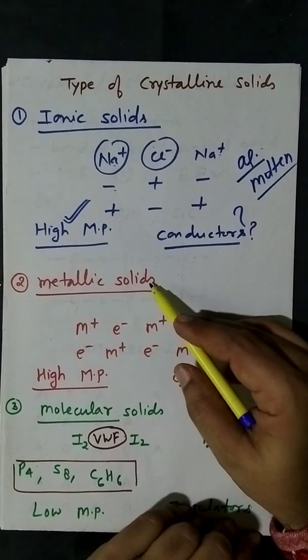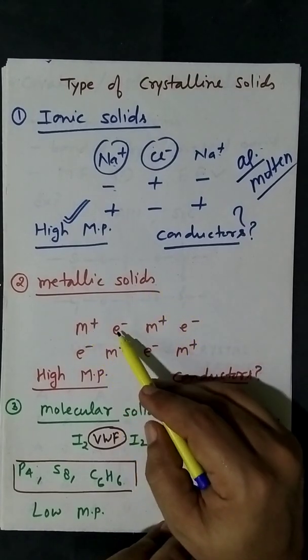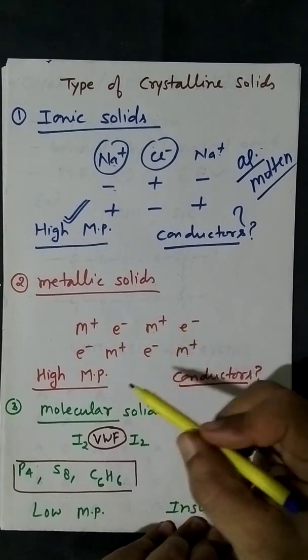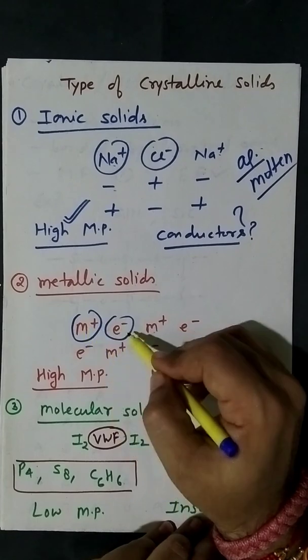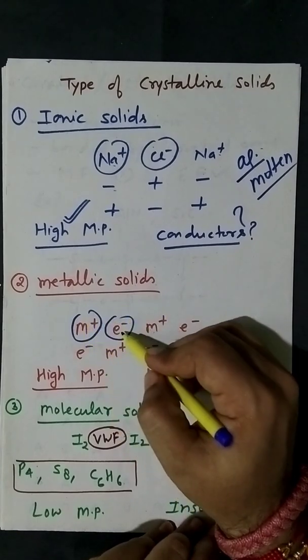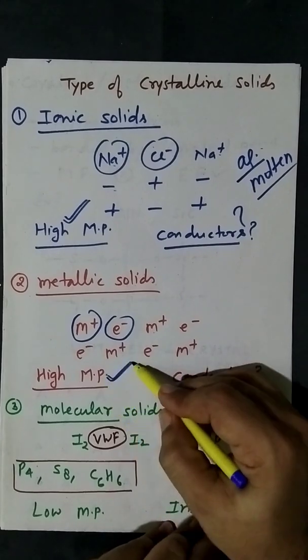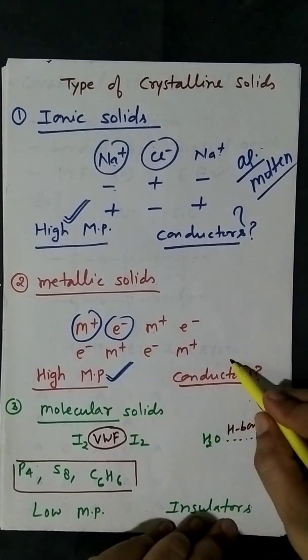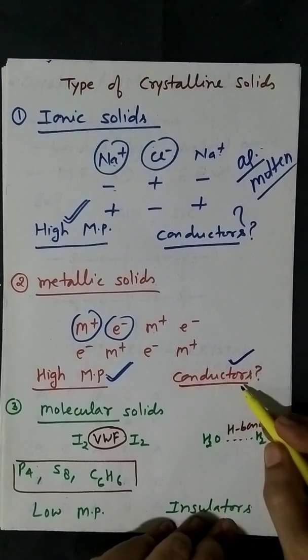Second, metallic solid includes all metals. Here also, this is metal ion, electron, metal ion, electron. Again, a strong force of attraction between opposite charges. Due to the strong force between opposite charges, this is known as metallic bond. Once again, they have high melting point, and they are conductors in solid as well as in molten state due to the presence of free electrons.